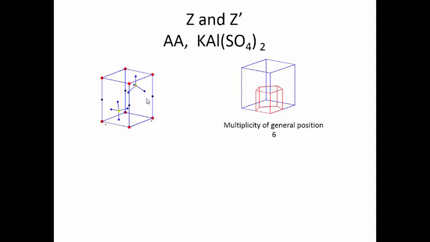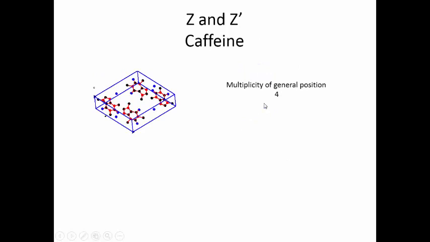Okay, for anhydrous alum, if you look at that, you see you have the 2 sulfates here in the one formula unit. So we only have one formula unit in the whole unit cell, and the multiplicity is 6, so the Z prime would be 1/6. And here's the asymmetric unit in 3 dimensions.